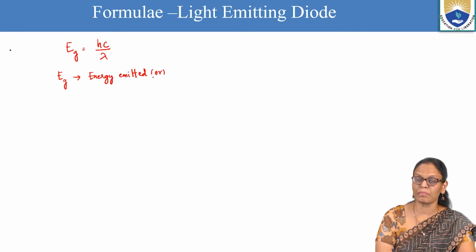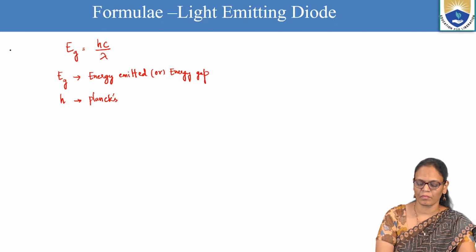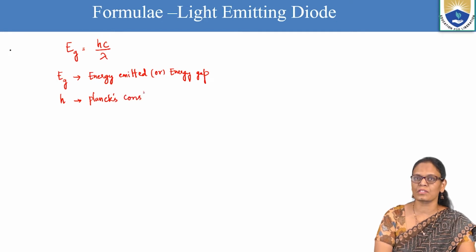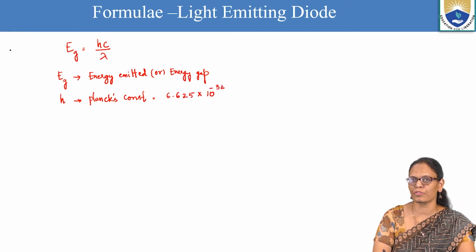Eg here represents the energy emitted, or it is nothing but the energy gap. Then h here is the Planck's constant, whose value is 6.625 into 10 power minus 34 joule seconds. This is the value of h.